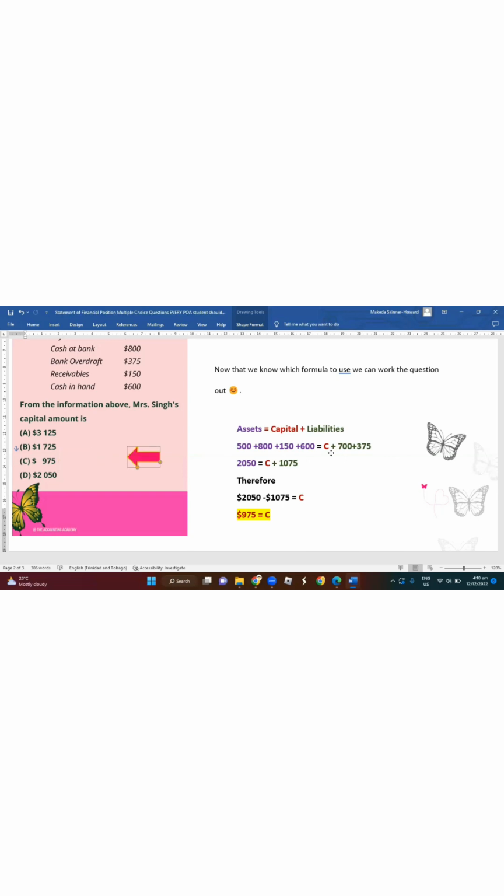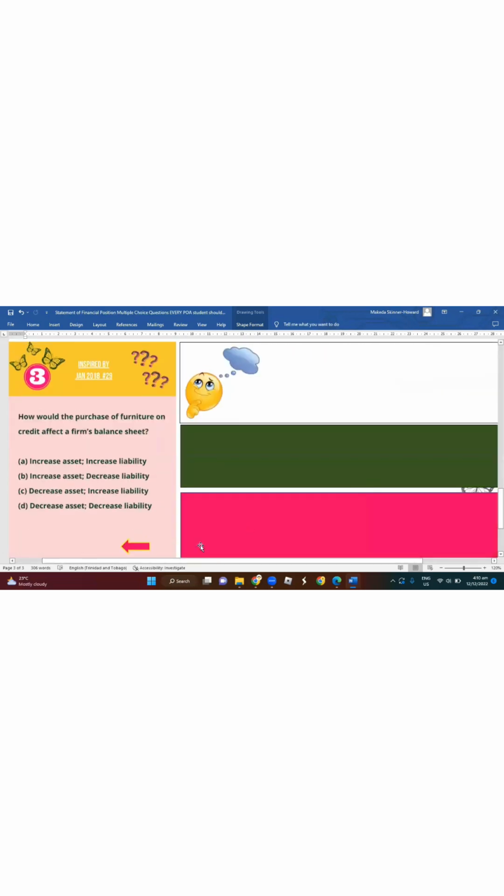All right, just one more question for today. And this question is inspired by Jan 2018, number 29. It says, how will the purchase of furniture on credit affect a firm's balance sheet?